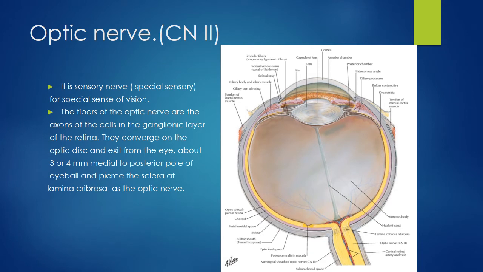The cranial nerves include number 1, the optic nerve. Optic nerve is the second cranial nerve, and it is a purely sensory nerve for the special sense of vision. The fibers of the optic nerve are axons of the cells in the ganglion cell layer of the retina. They converge on the optic disc and exit from the eye about 3 to 4 millimeters medial to the posterior pole of the eyeball and pierce the sclera, and that part of the sclera is called lamina cribrosa.